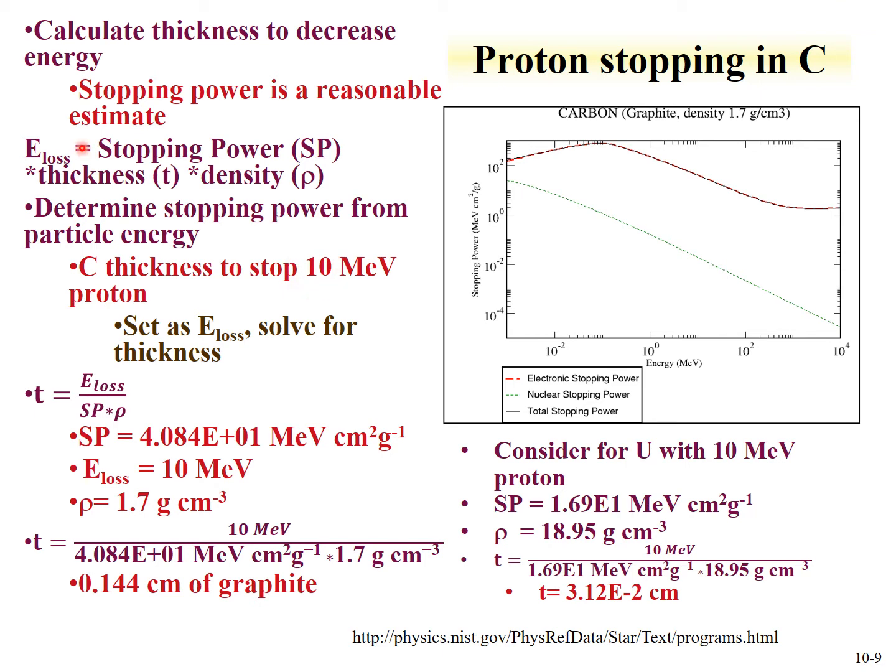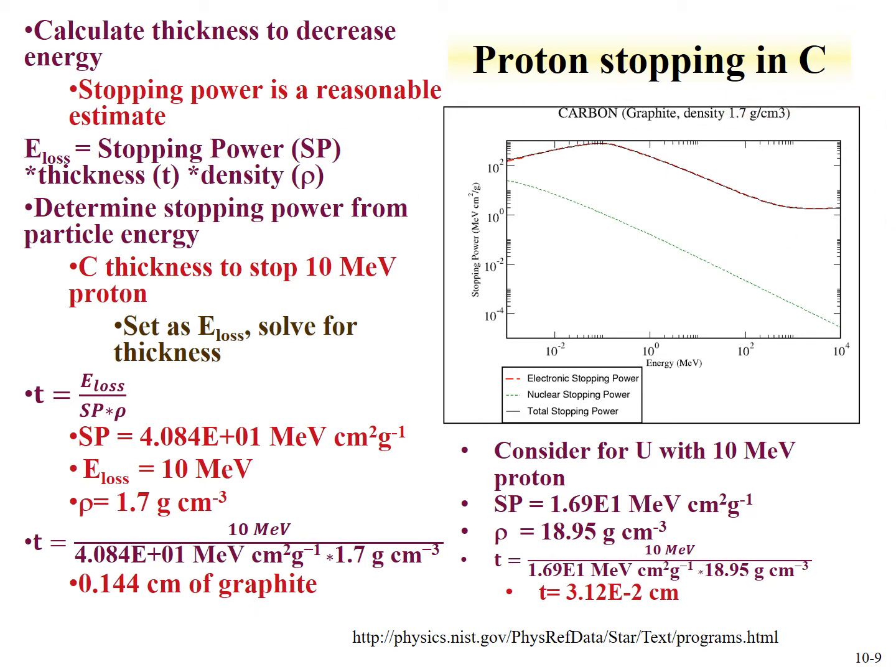So if the energy loss is equal to stopping power times thickness times density, we want to solve for a 10 MeV proton, so the energy loss is 10 MeV. Into this equation, we want to solve for T. We set the energy loss to 10 MeV, get the stopping power for 10 MeV, use this density shown here, and solve for the thickness.